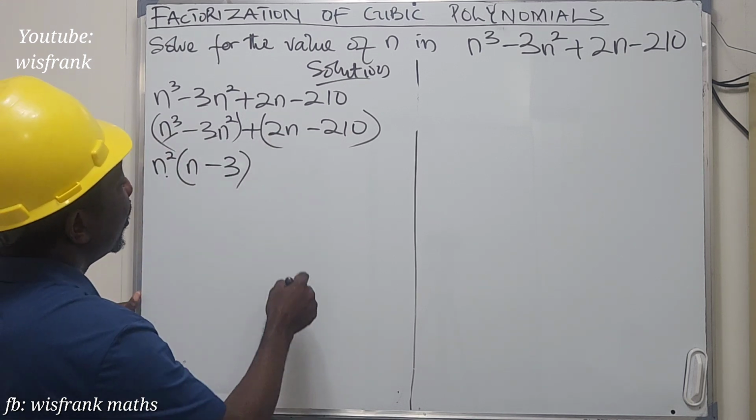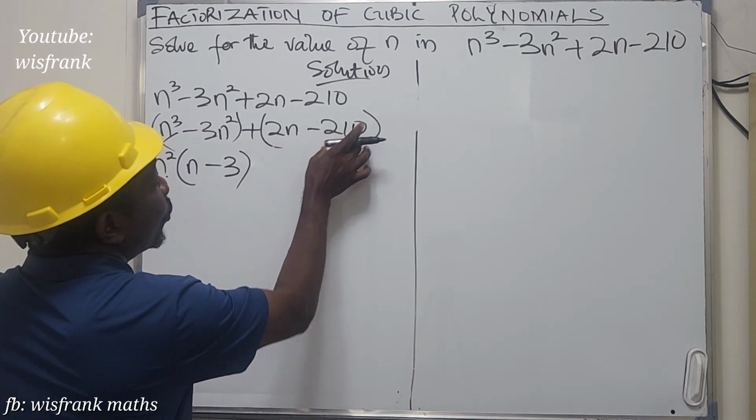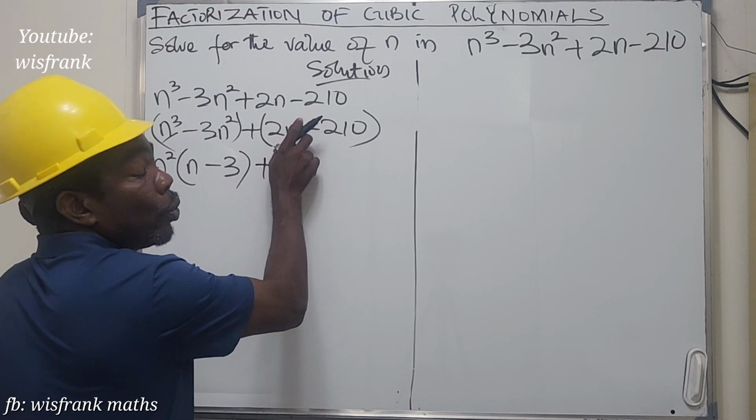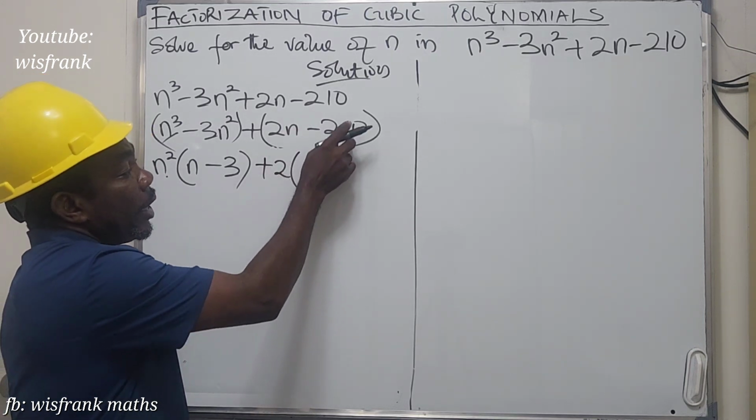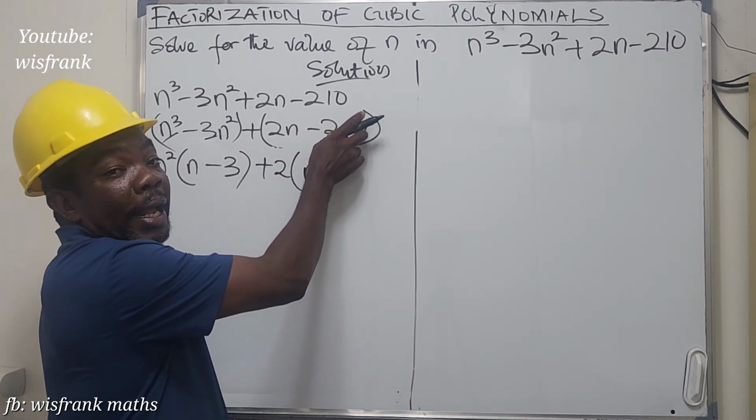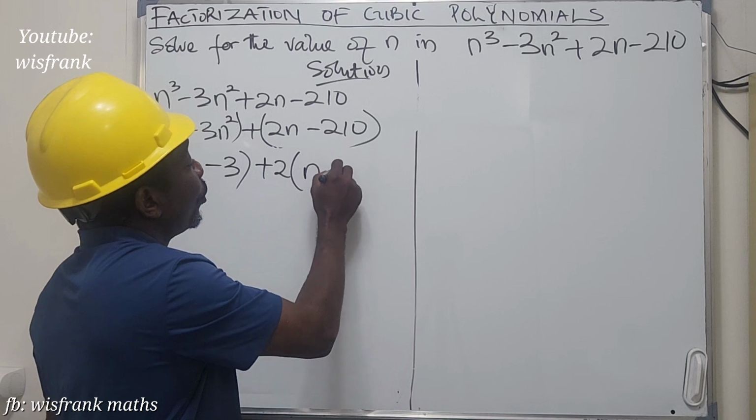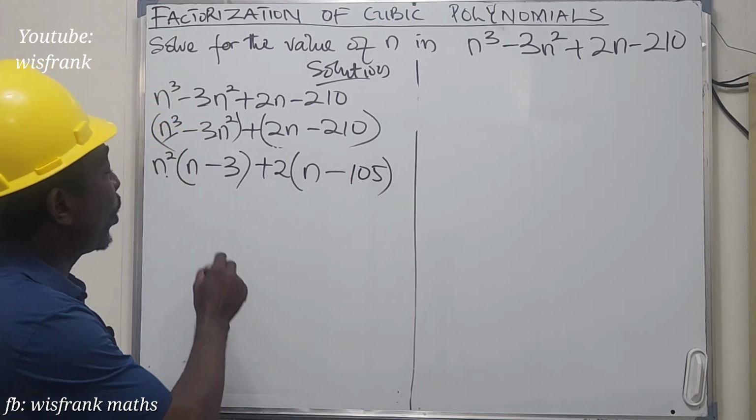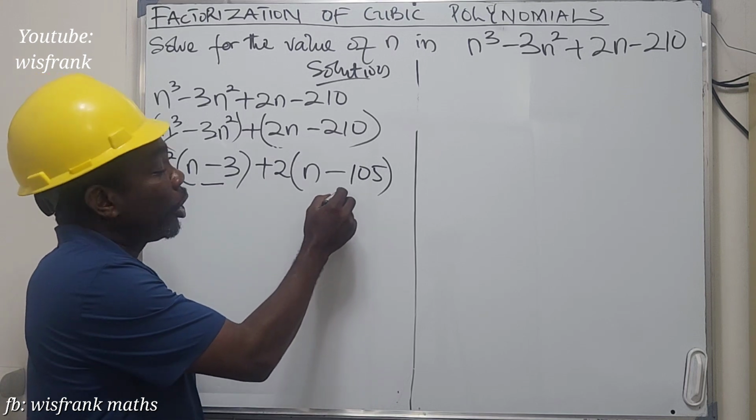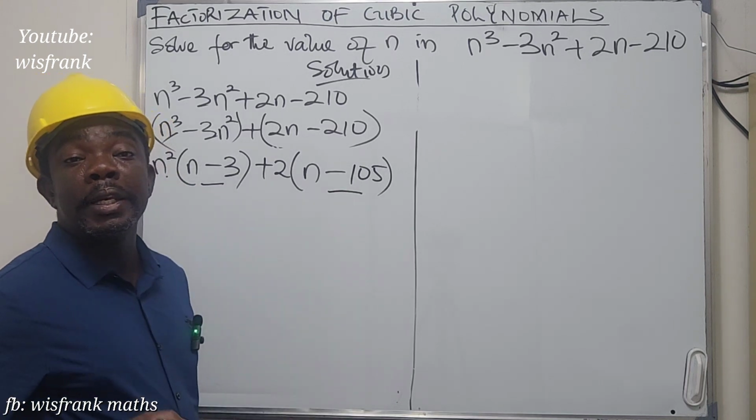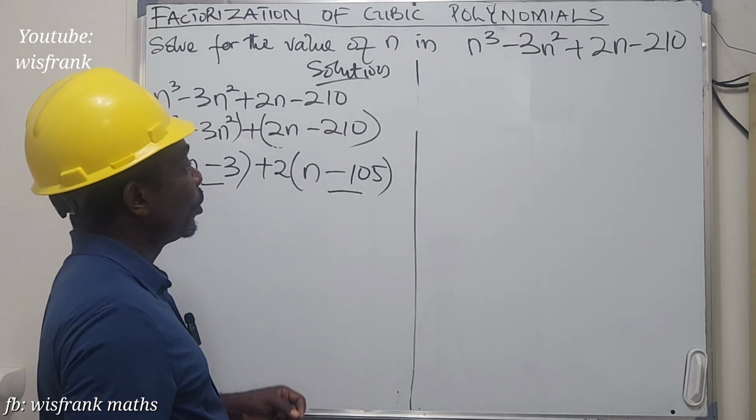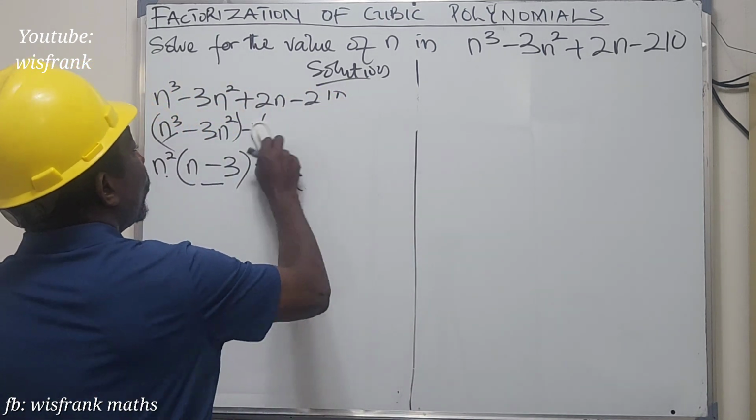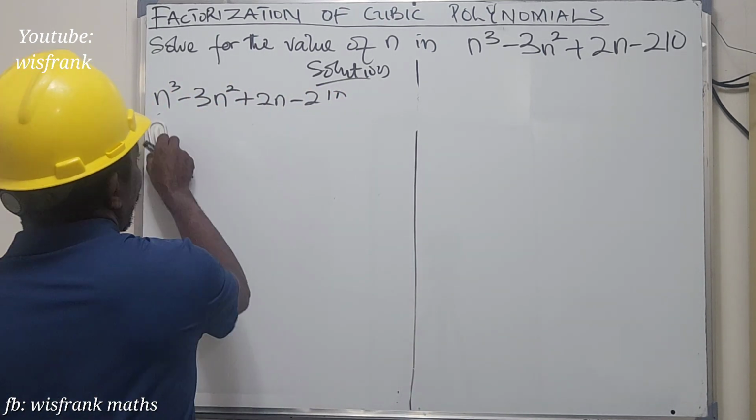In this case, we can see that 2 is common here. So we have plus 2. When we divide 2n by 2, that will give us n. Then 210 divided by 2 is going to give us minus 105. You can see that what we have in this parenthesis is not equal to what we have here. So this method is not working. We are going to try another method to see how we can solve this equation.